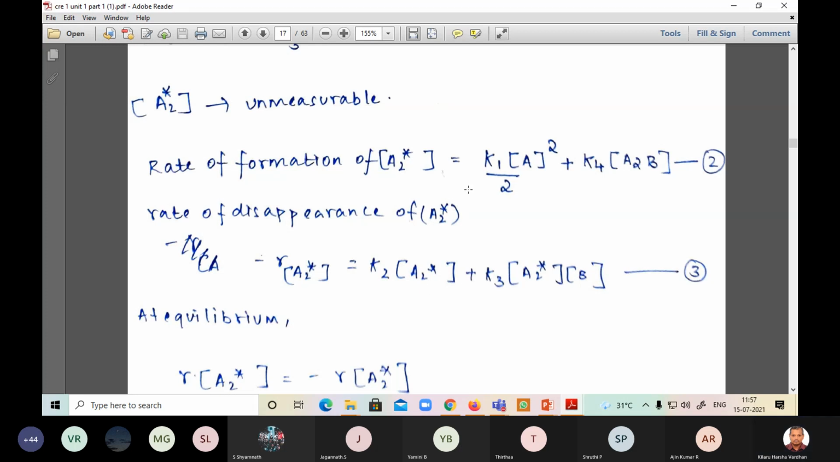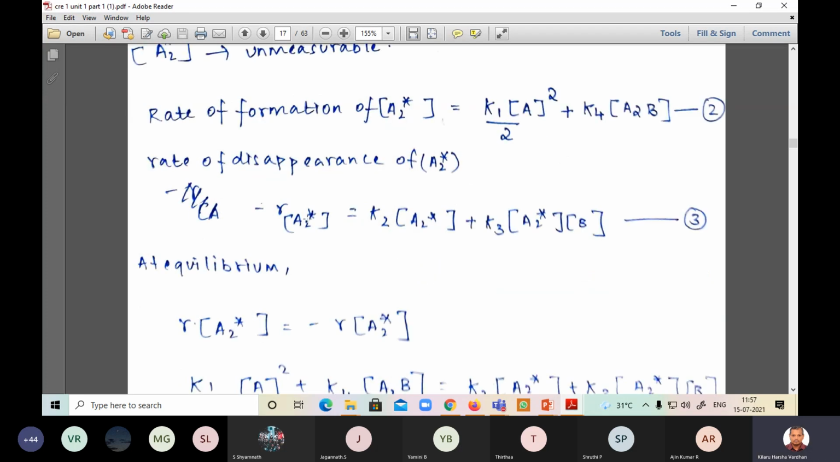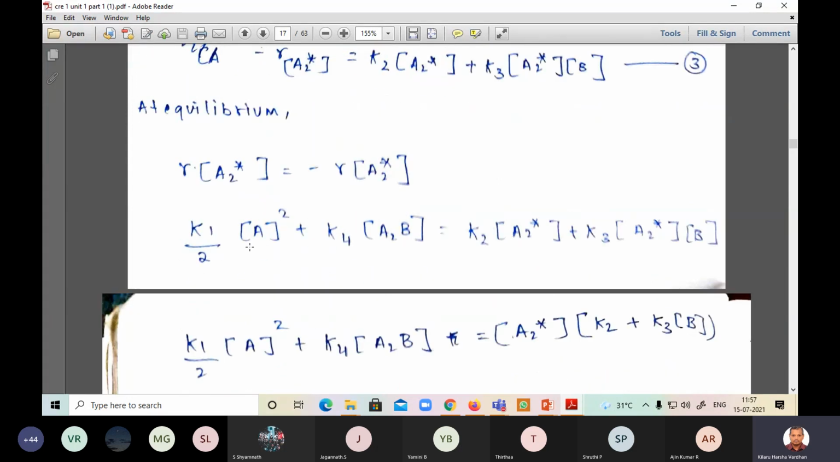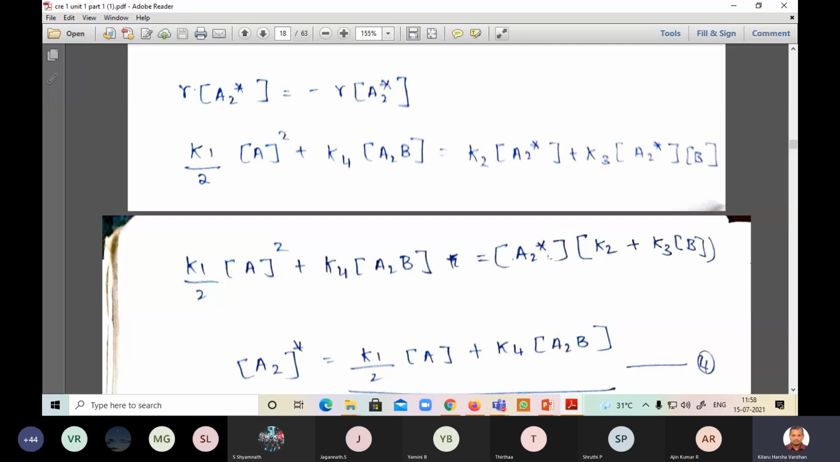Remember, because at equilibrium we assume that the rate of formation of A2 star is equal to the rate of disappearance of A2 star, if you equate 2 and 3, then what will happen? K1 by 2 A square plus K4 A2B is K2 A2 star plus K3 A2 star B. A2 star is common, you can take it outside. That's what I'm writing: A2 star times K2 plus K3 B.